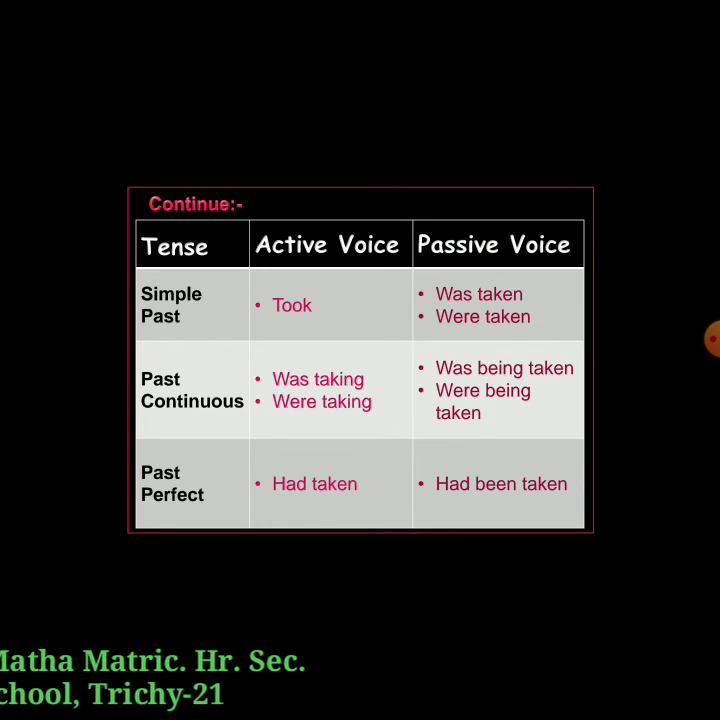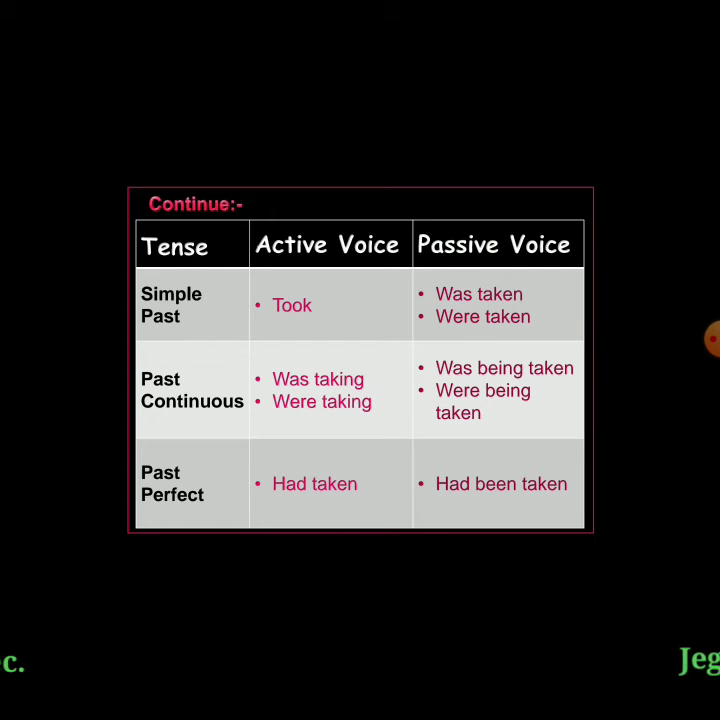So what is the past participle of took? Taken. Simple past: I took the book. The book was taken by me. They took the books. The books were taken by them. So we should know the difference between was and were. Was is singular, and you can use were when the subject is plural. So was taken, were taken is the passive voice.